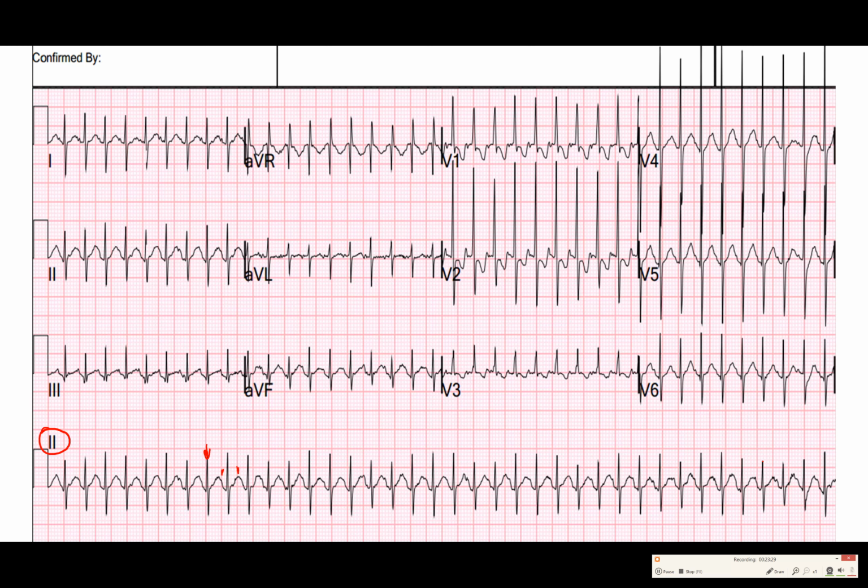So the next question is, do you see P waves? And I would argue that we do not see P waves. We see T waves. These are T's, right? All those are T's, but there's really not space. The heart rate is so fast that there's not even space for the P wave to be seen. So what we have is a fast, regular tachycardia with no P waves.